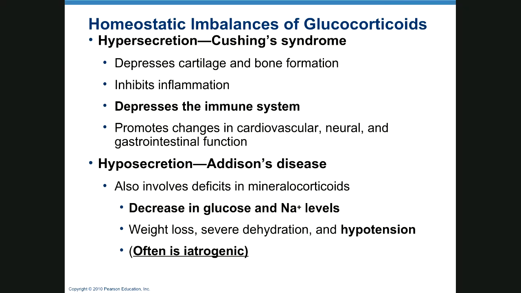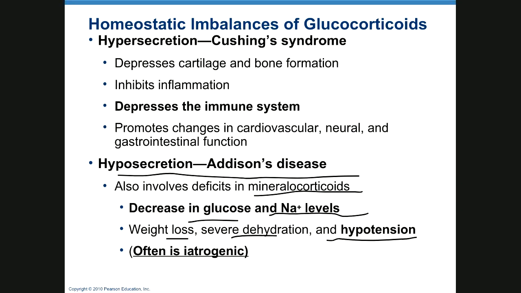Hyposecretion is Addison's disease, and you don't just get decreased cortisol, you get decreased mineralocorticoids. So sodium level, dehydration, weight loss, decreased blood glucose, hypotension, and if severe and rapid, death.